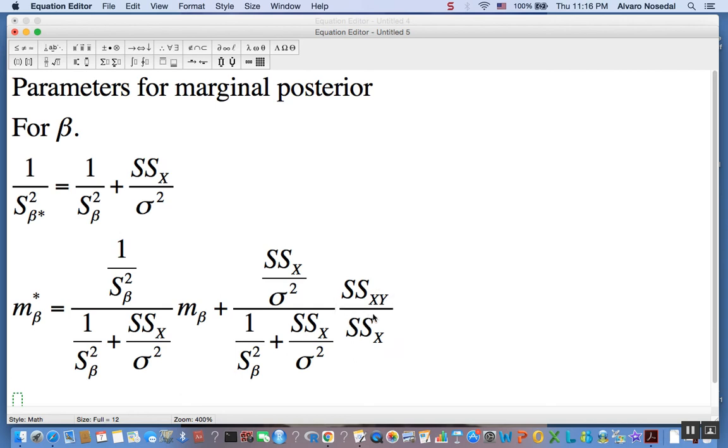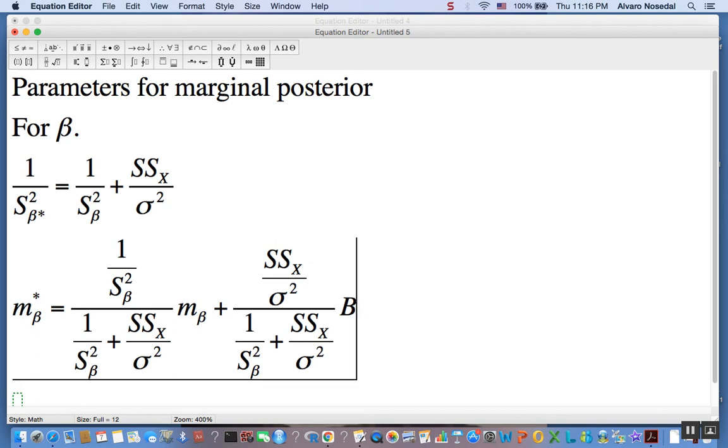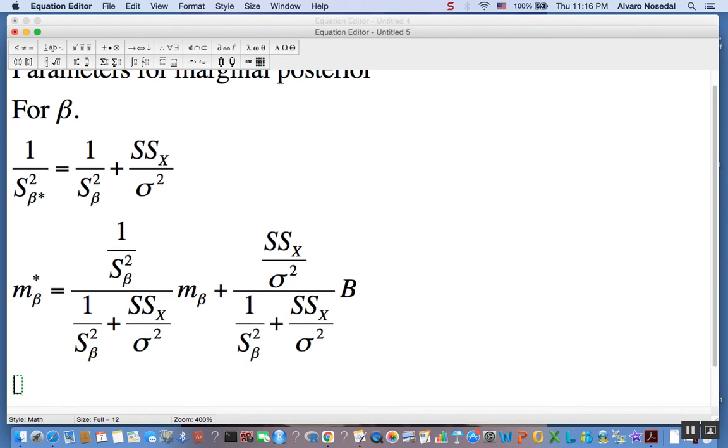Another way of expressing the formula for the posterior mean for beta will be this. Remember that this guy, as we pointed out, SSXY divided by SSX, is the least squares estimator for beta, what we called uppercase B. Okay, so you'll see that expression like that in your textbook, for instance, if I remember correctly. Okay, so now we can do something really similar for alpha.